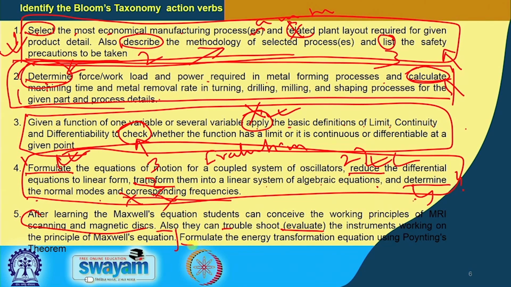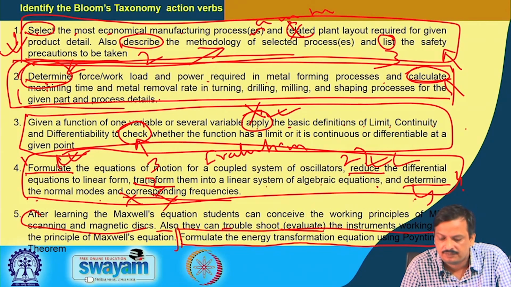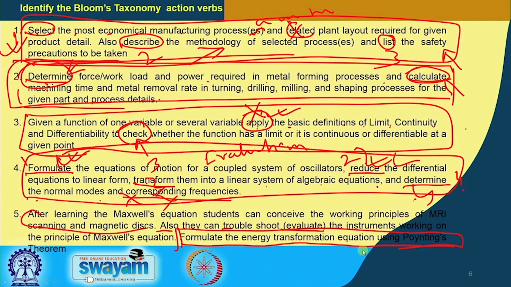The outcome is: formulate the energy transformation equation using this. The student has to formulate the energy transform equation. All those things are prerequisite. They have to know Maxwell equation, they have to know the principle of MRI. That doesn't matter. What matters is the skill, which is to formulate this. So the only action verb I find is formulate. Formulate is synthesis level. So I can say this outcome is synthesis level, but this is not a good outcome.